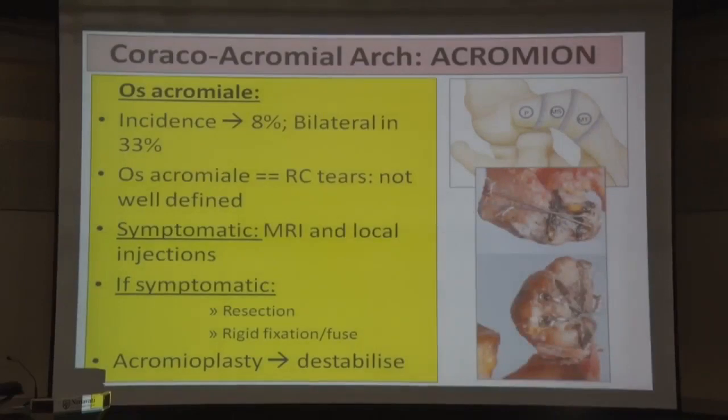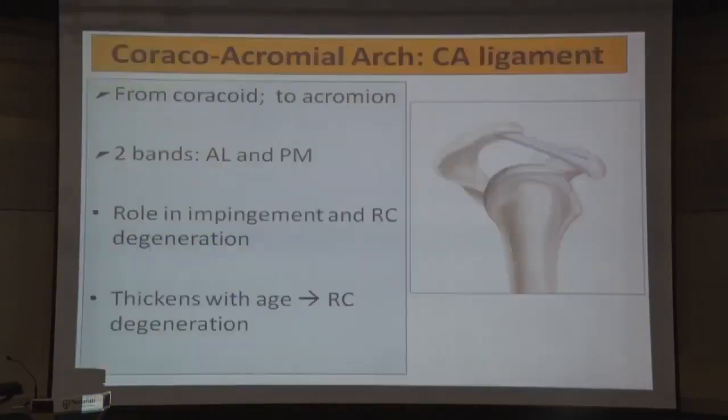If the os is asymptomatic and is associated with a rotator cuff tear, the treatment is exactly what you do with a normal acromion, but we need to avoid an acromioplasty because we would otherwise destabilize a stable os acromiale.